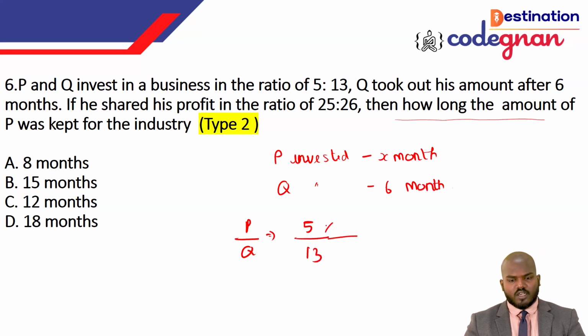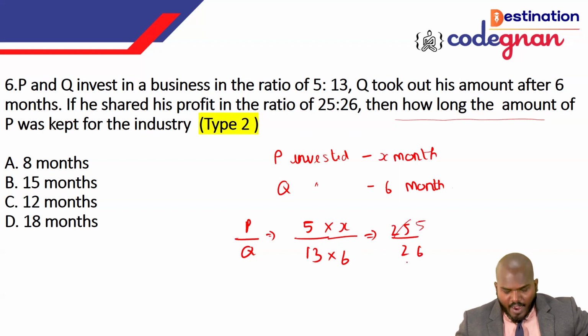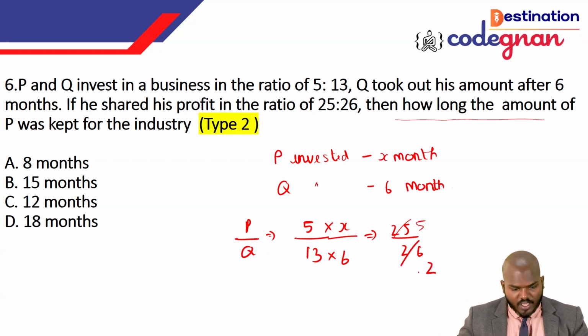So P invested for X months, we don't know, so I am calling it X. And 13 invested for 6 months. And when the amount is taken out, the profit ratio is 25 by 26. If the 5 goes there, we call it 5 here, and 13 comes there with the cross multiplication. We can do this like the value.